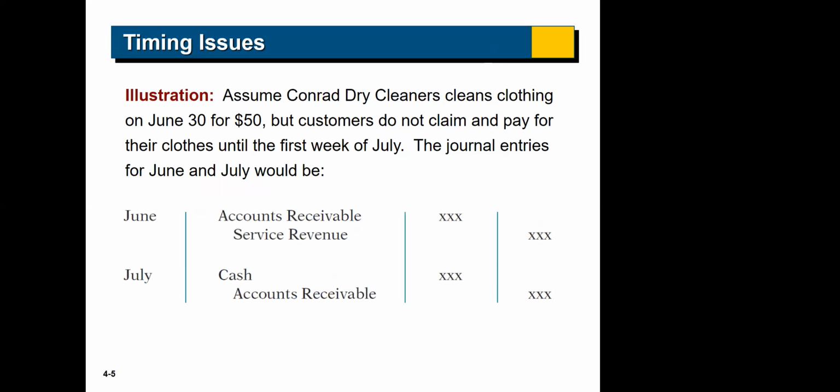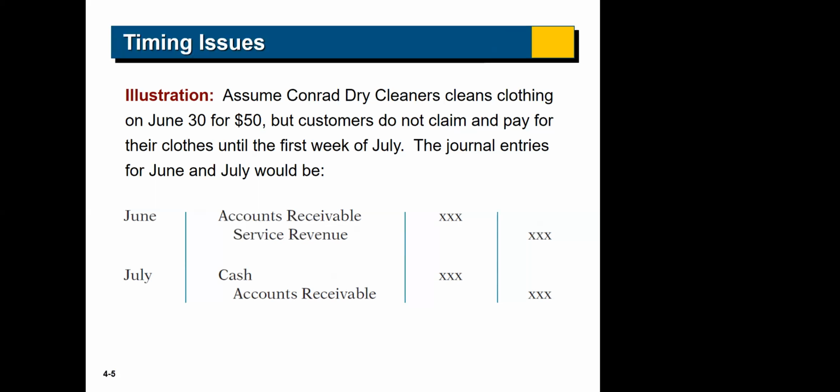So what you do when you actually provide the service is you debit accounts receivable because they haven't paid you yet, and you credit service revenue to recognize that you've earned the revenue, okay? Then when you're actually paid, you debit cash and you credit the accounts receivable. Show that they paid you. Okay. So wouldn't it be the same thing for unearned service revenue?